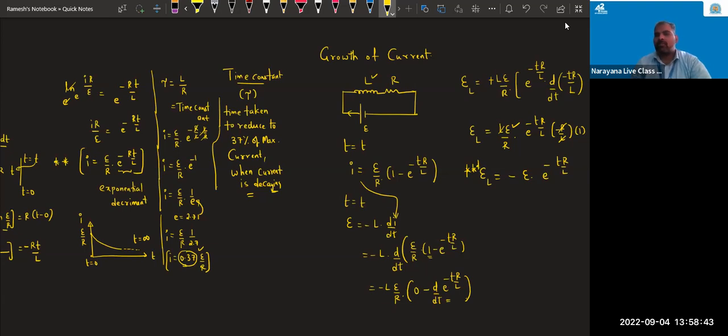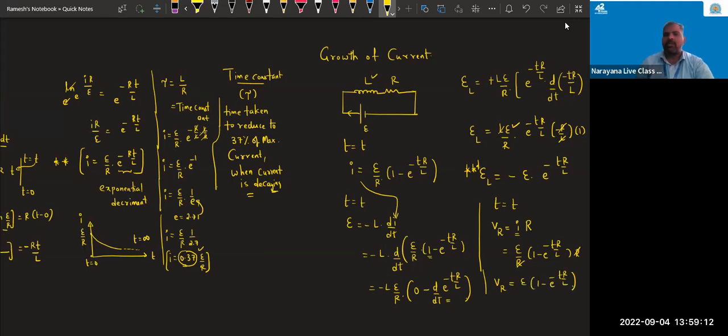What about the voltage drop across the resistor after t seconds? The formula is current into resistance. The current after t seconds is E by R into 1 minus e power minus tR by L, and into capital R. R and R cancel out. The voltage drop across the resistance is E into 1 minus e power minus tR by L. This is the complete analysis of the growth of current.